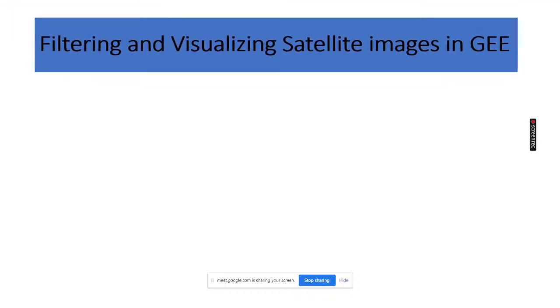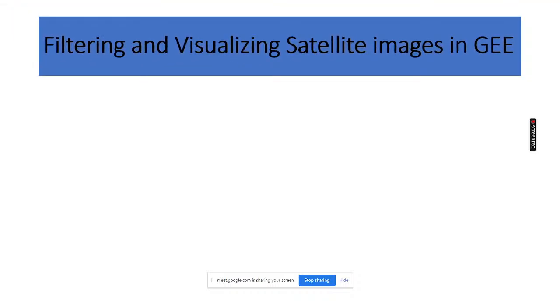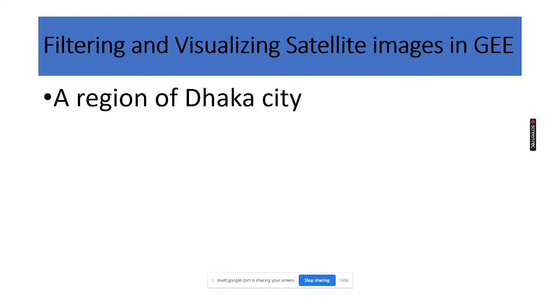So first of all, filtering and visualizing the satellite images in Google Earth Engine platform. When you want to filter any type of satellite images, it can be Landsat or Sentinel, your filtering process depends on 3 factors. First factor is your region. Suppose you need the satellite images for the region of Ukraine or the region of Dhaka city or any city or any boundary you need. So this is the one factor for filtering.